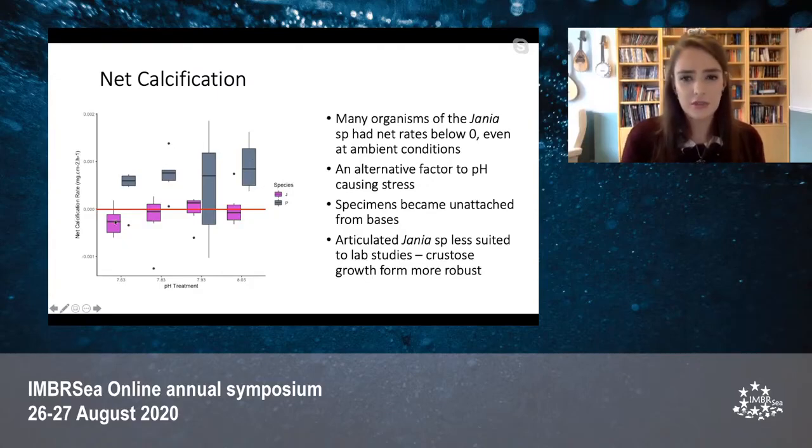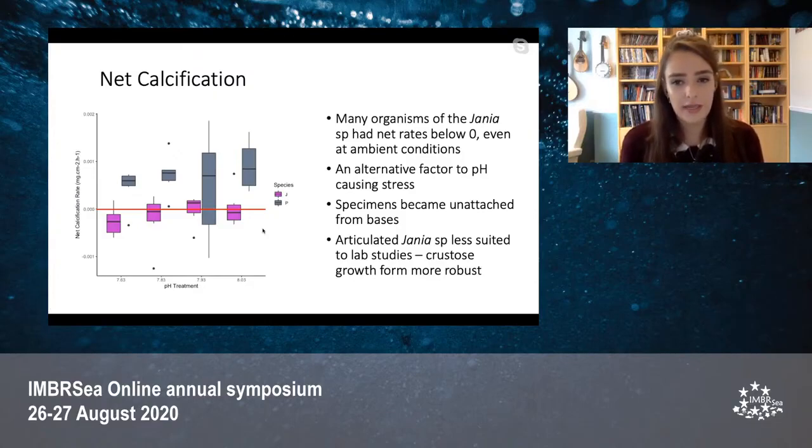So as you can see on the graph, many of the Jarnia organisms had net rates below 0, which I've marked with this red line. And this was happening even at ambient conditions. So as this was happening across all the pH treatments, it suggests a factor alternative to pH was causing stress.